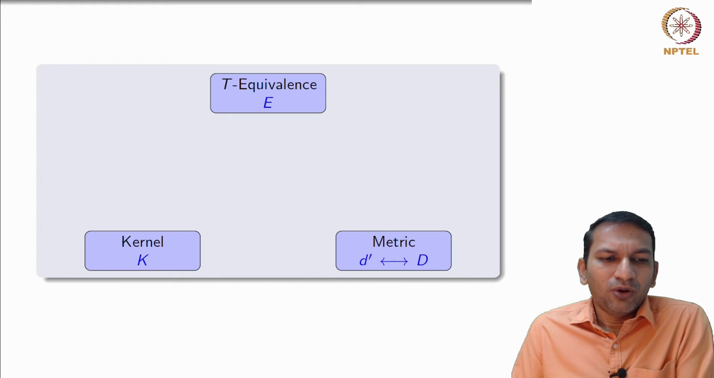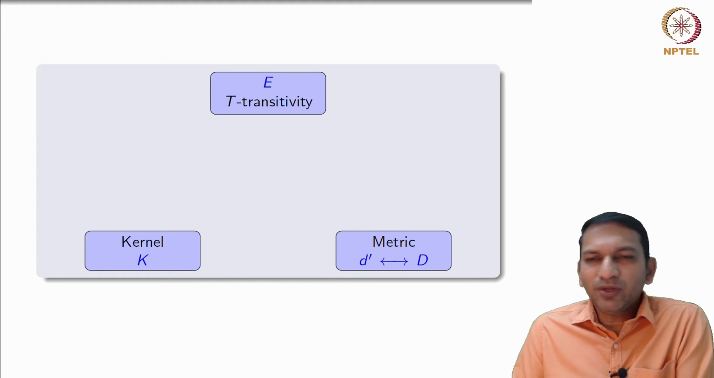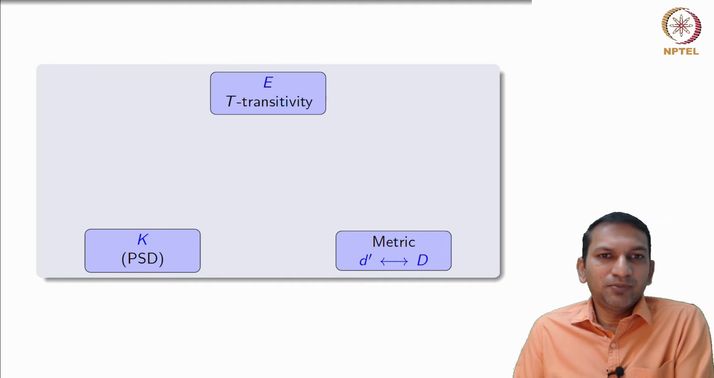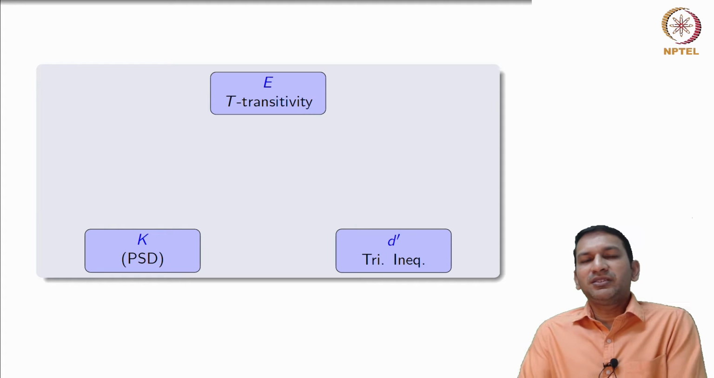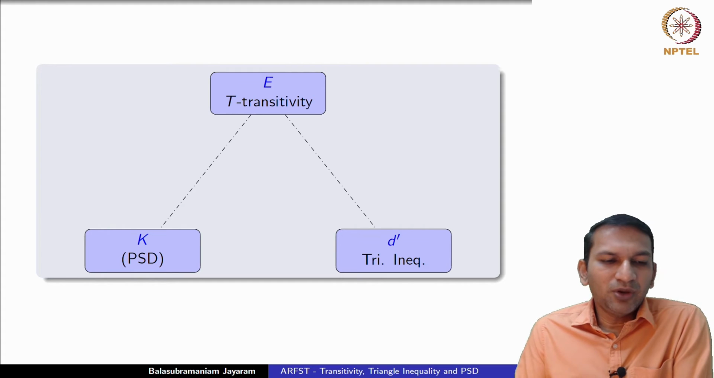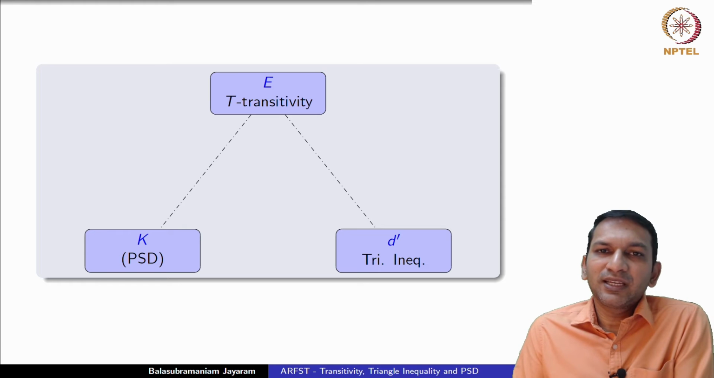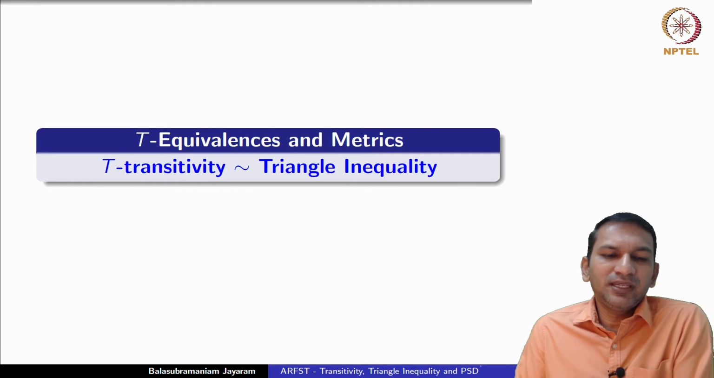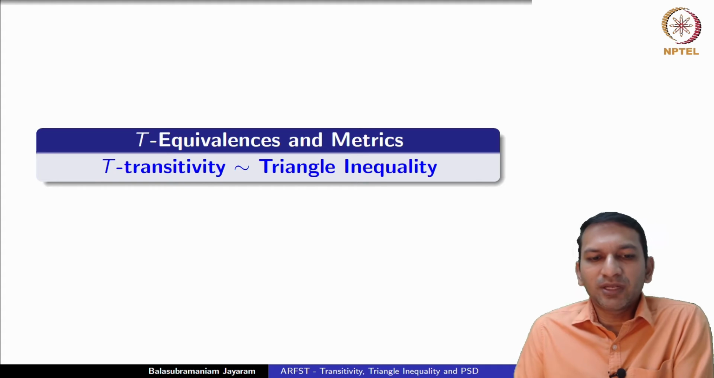Now, if you look at it, in E, what is important is T-transitivity. In the kernel, what is important is the positive semidefiniteness. And if you are looking at the metric, what is important is the triangle inequality. We would like to see if somehow these three properties can be related. In this quest, let's start with T-equivalences and metrics, and we would like to see if T-transitivity can be somehow related to triangle inequality.